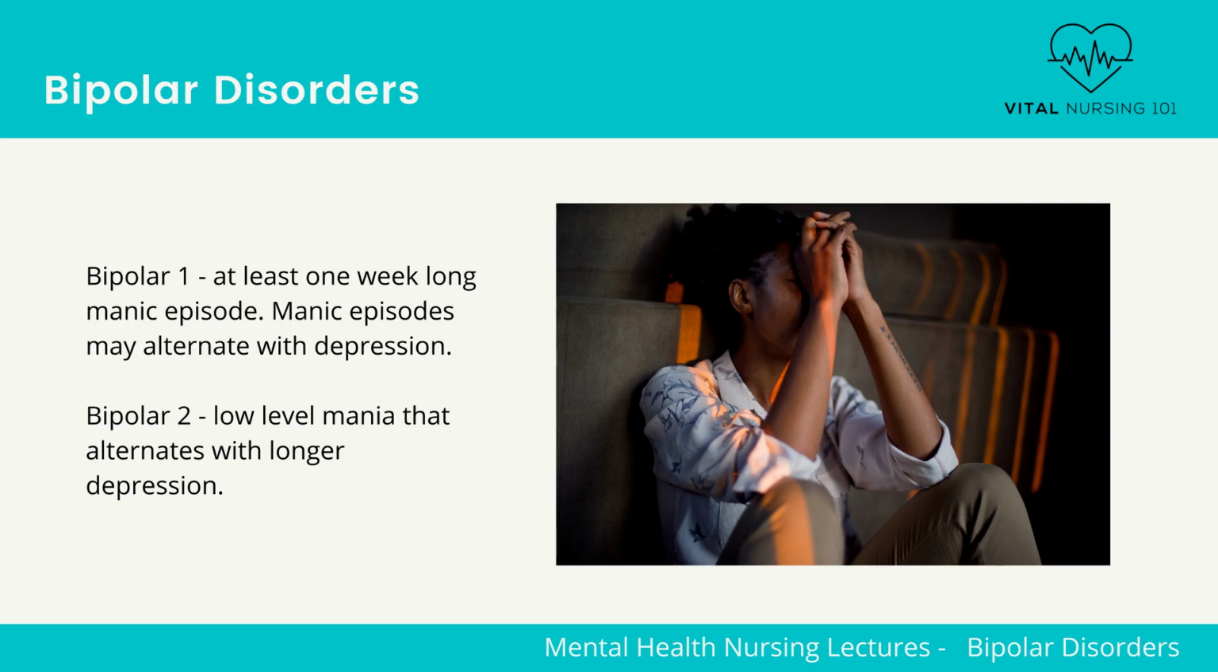Bipolar 1 is characterized by at least 1 week-long manic episode. Manic episodes may alternate with depression. Bipolar 2 is a low-level mania that alternates with more depression than bipolar 1. Let's cover what manic characteristics are.